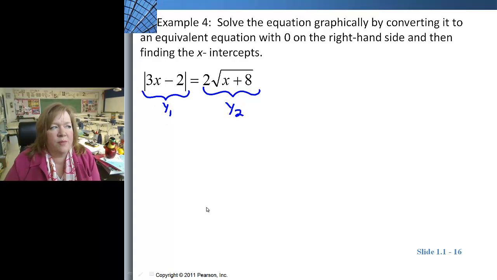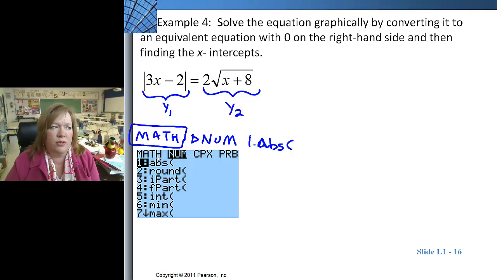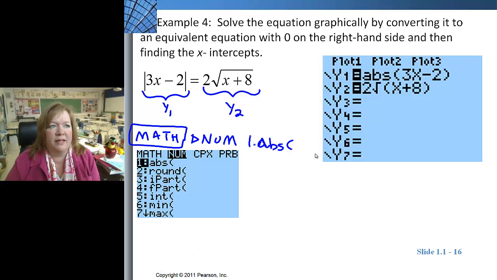And if you don't remember how to get absolute value, that's the Math button, then you arrow to the right to NUM, and then you hit number 1. This is what your screen should look like on your graphing calculator. And then put in your equation. So y equals absolute value of 3x minus 2 on the y1, and 2 square root x plus 8. Make sure you've got your parentheses there.